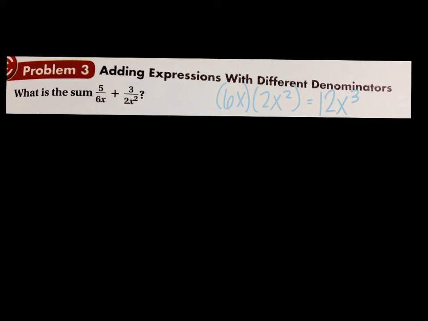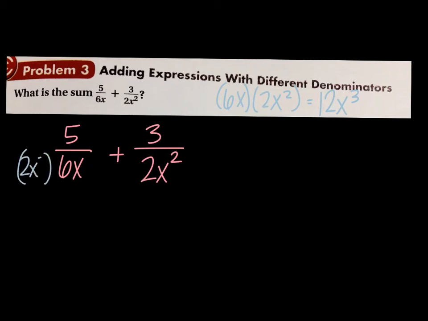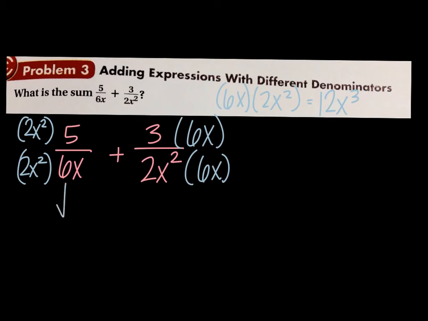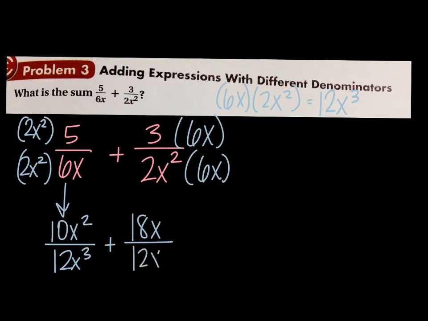Okay, to make that be my new denominator, what you're going to have to do is multiply your old denominators by the opposite. So we're going to multiply 6x by 2x squared. Whatever you do to the bottom, you have to do to the top. We're going to multiply 2x squared times 6x. So that gives me 10x squared over 12x to the third plus 18x over 12x to the third.